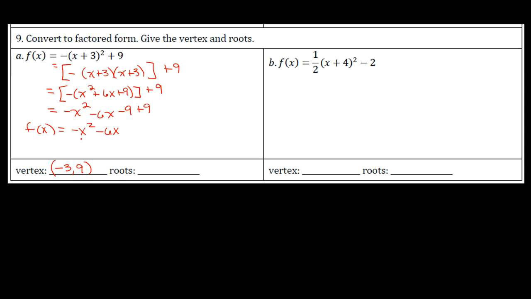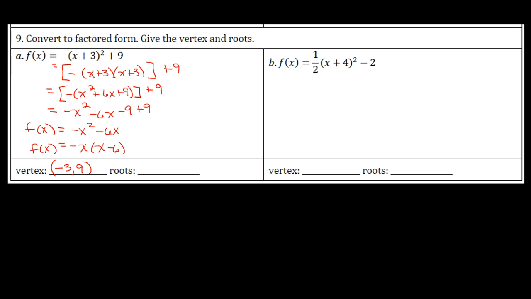Now we need to factor this. We're first going to factor out a GCF. Again, we should always ask that. So we only have these two terms, and they both have a negative and an x. So I'm going to factor out a -x, and I'm left with x minus 6. So this would be factored form, but we're finding our roots.